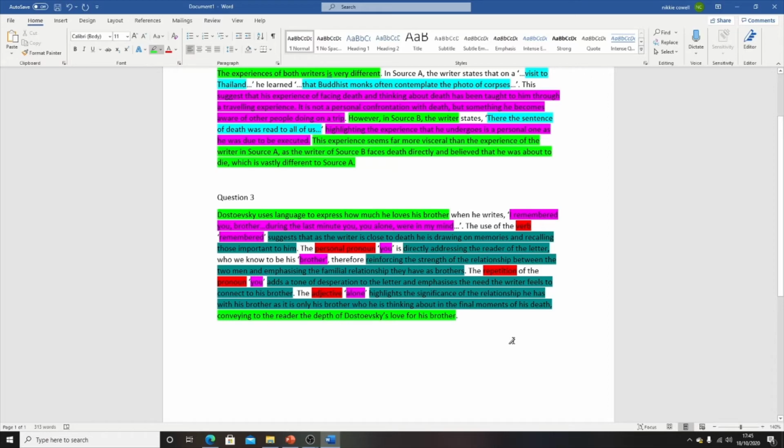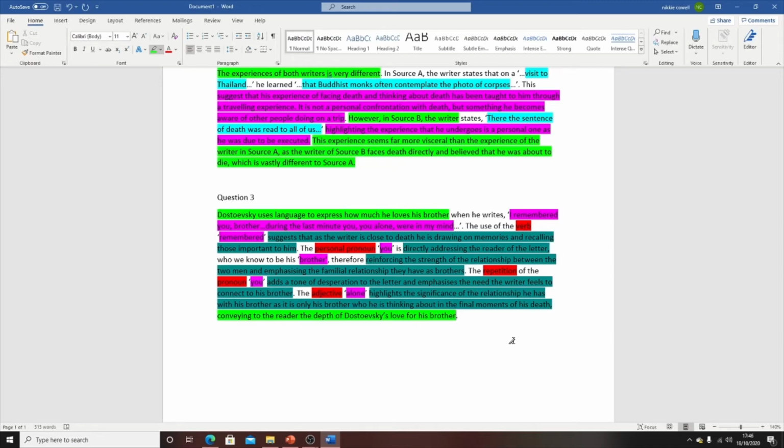So I hope that helps with the language question. I know that actually quite a few of you found that one pretty straightforward, because looking at language is one of the things that we've looked at extensively with literature, and something that we were looking at when we were studying all of the texts last year before we went into lockdown. So hopefully that helps with answering question 3.